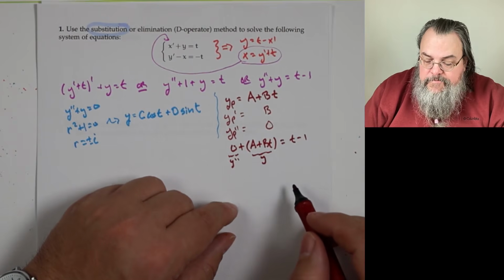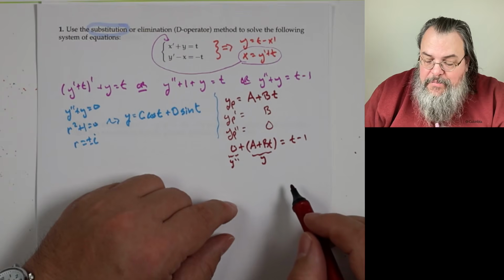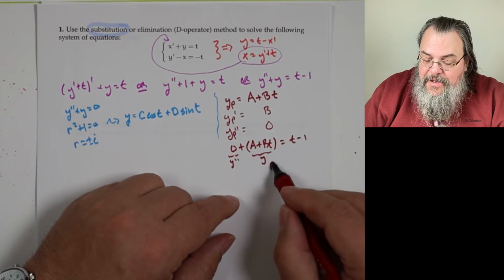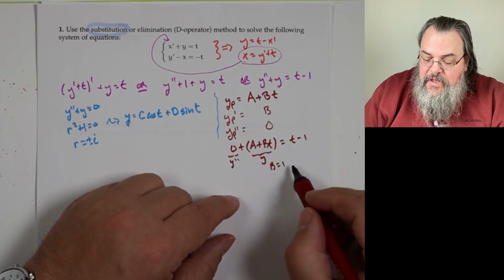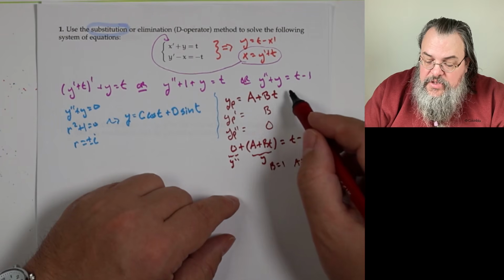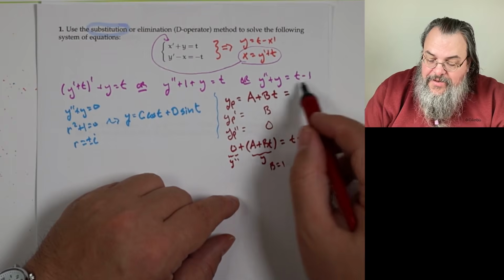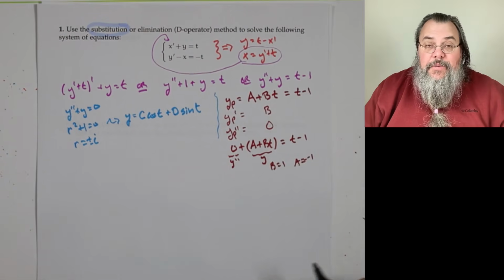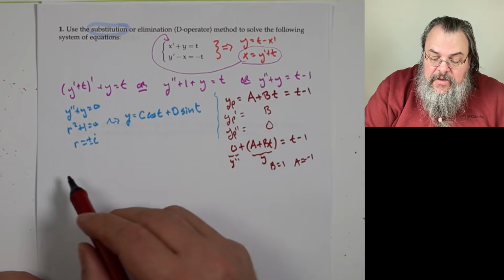You say, well, what choices of a and b make this work? And the answer is, you set b equals 1. We're just comparing coefficients of t, and a equals minus 1. So our particular solution is really just that part right there. Now, we won't always be that lucky, but take it when you can get it. All right, so let's tie this all together.